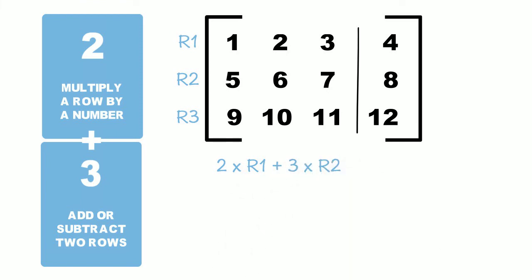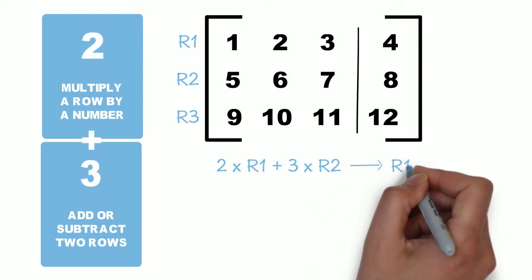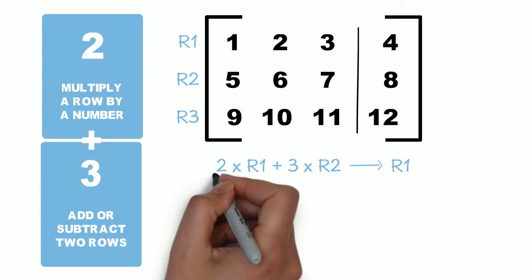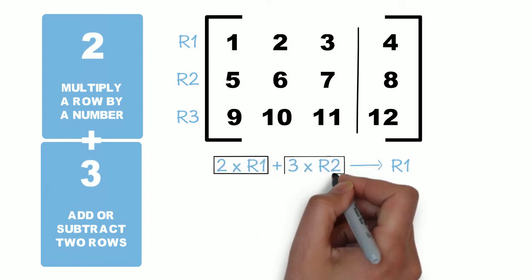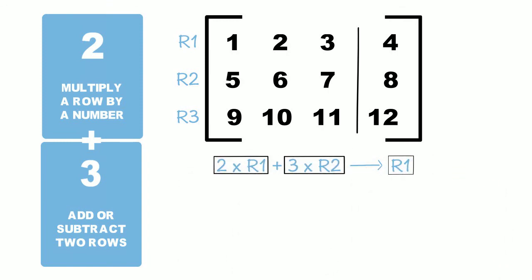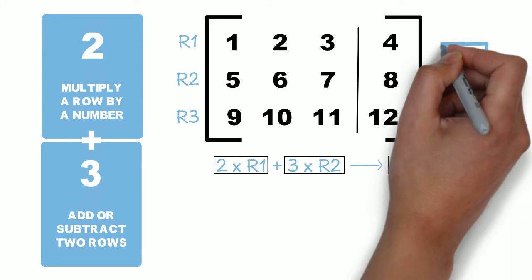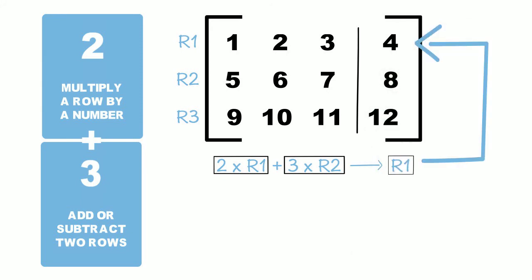If we're going to do that, we have to figure out where that answer is going to go, and so maybe that answer is going to go in place of row 1. That means my equation will look like 2R1 + 3R2 → R1. And the arrow R1 is reminding us that once we've figured out the left-hand side, the result is going to take the place of row 1.